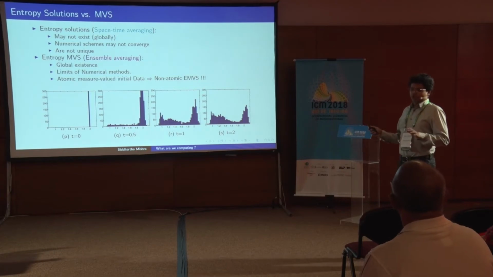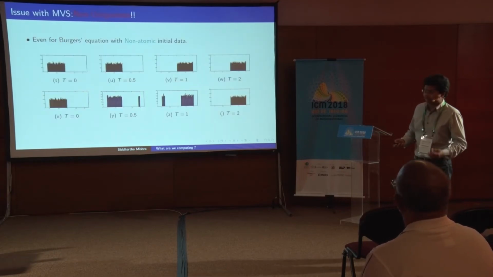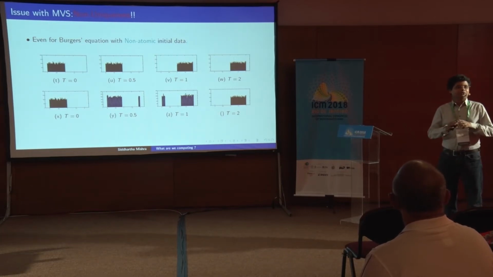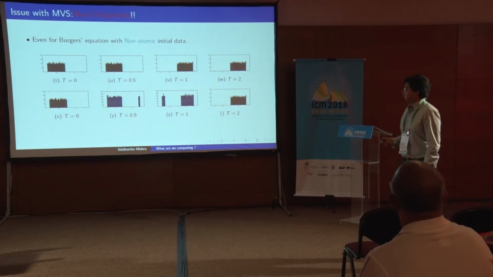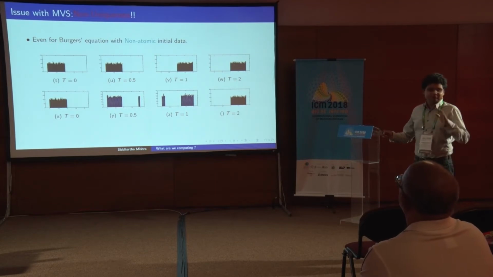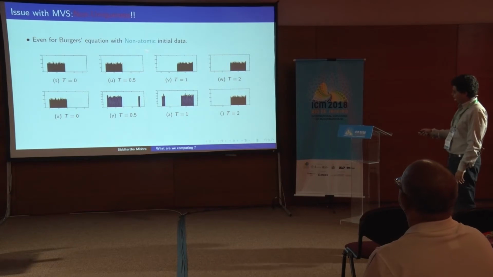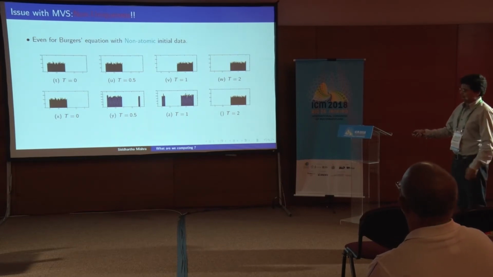So all is well and good, and this is a nice object, but there is a caveat, and the caveat is non-uniqueness. Measure-valued solutions are a rather weak concept of solutions, and they're generically non-unique. What do I mean by that? I'll just give you an example. Burgers' equation, the simplest possible nonlinear conservation law that you can think of. My initial data is a non-atomic Young measure. So I just fix a point, and this is my initial data.